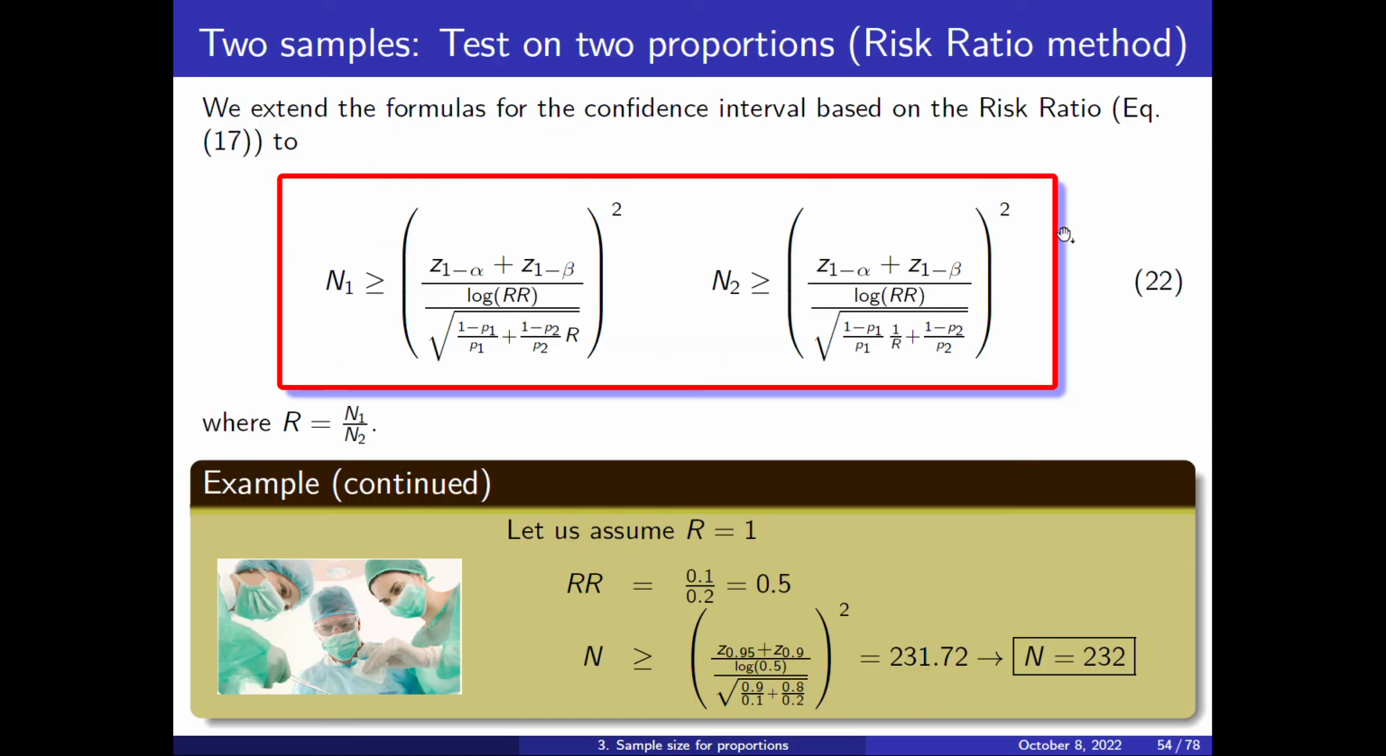Again, we see that we have a kind of similar formula, that is a confidence level plus a statistical power divided by a normalized effect size. If both groups have the same size, then R is equal to 1, and then the risk ratio is 0.5, and then we have a pretty good approximation, actually.